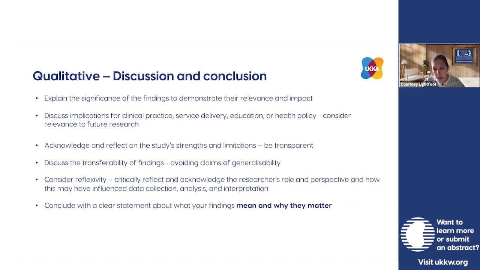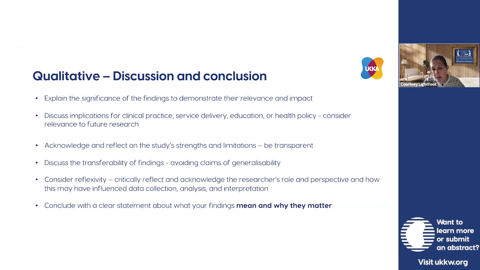And so for the discussion and the conclusion, you want to explain the significance of the findings and demonstrate their relevance and impact. You want to discuss the implications for clinical practice, service delivery, education, or health policy, and consider the relevance to future research. You also want to acknowledge and reflect on the study's strengths and limitations and be transparent about what these are. You also want to discuss the transferability of the findings and avoid claims of generalizability. So how might your findings translate to another disease or another population within the disease?